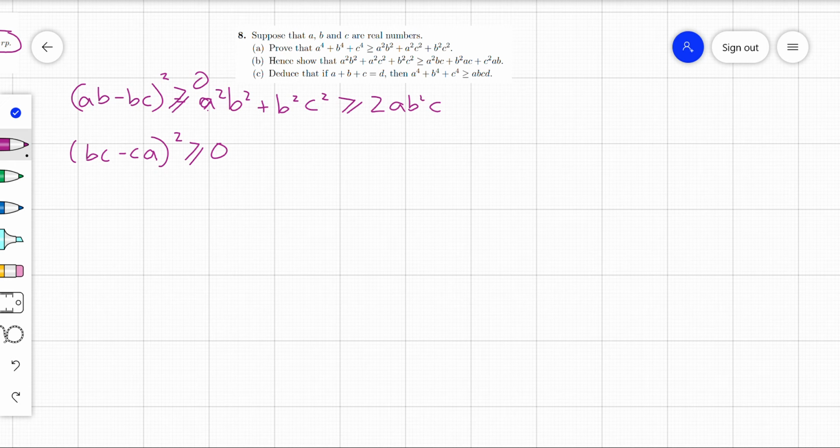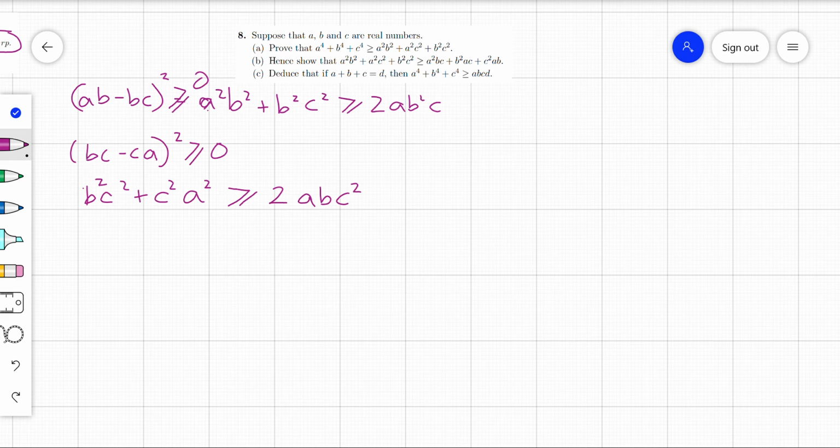Then I would have, in this case, BC squared. I would have B squared C squared. I would have C squared A squared, but I would also have a negative, and I'm going to put it on the other side, 2ABC squared.